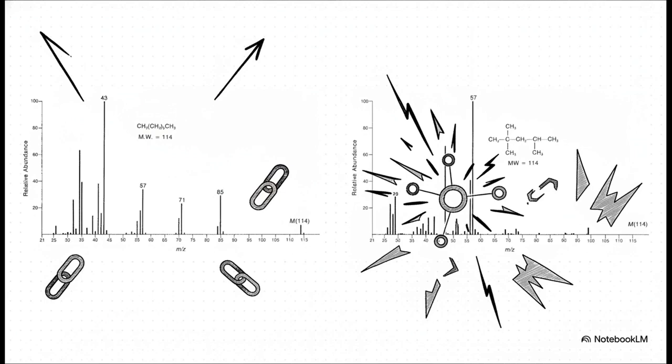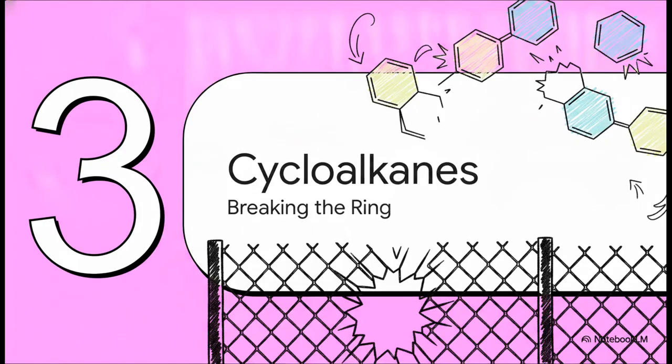Why? Because branched chains snap so much more easily to form those highly stable tertiary carbocations we talked about. That massive spike you see at m/z 57, that is the extremely stable tert-butyl carbocation. The branched molecule breaks apart so favorably and so fast that the intact molecular ion practically doesn't even exist long enough to be detected. All right, let's open the next file.